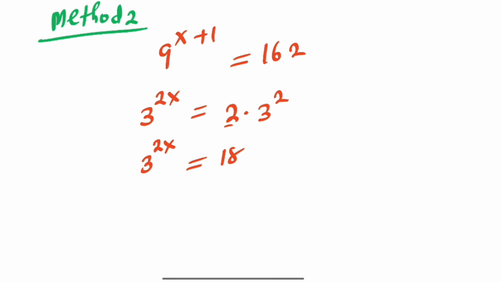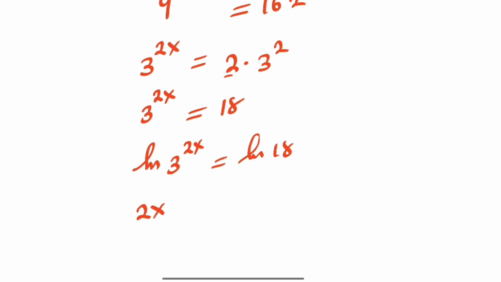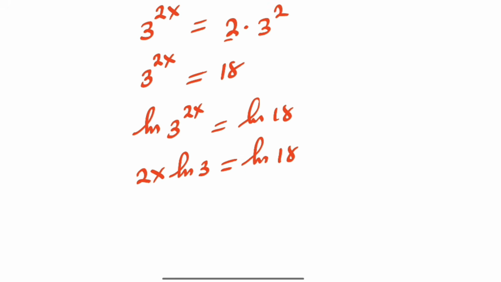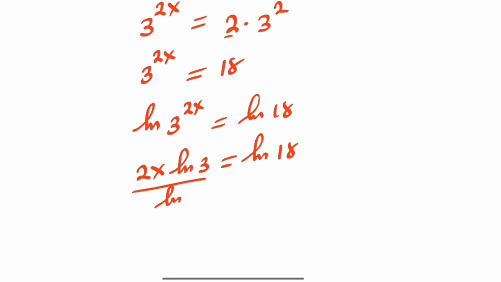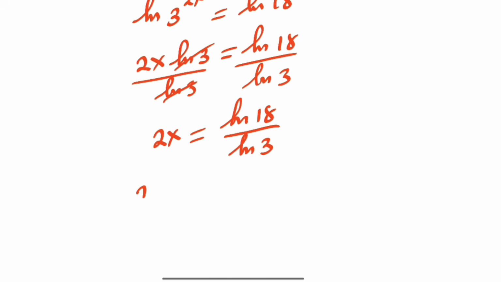Now let us take the natural log on both sides of this equation. We have ln of 3 raised to power 2x is equal to ln of 18. 2x ln of 3 is equal to ln of 18. Then let's divide both sides by ln of 3. This ln of 3 cancels this ln of 3. 2x is equal to ln of 18 over ln of 3. 2x is equal to ln of 18 divided by ln of 3.